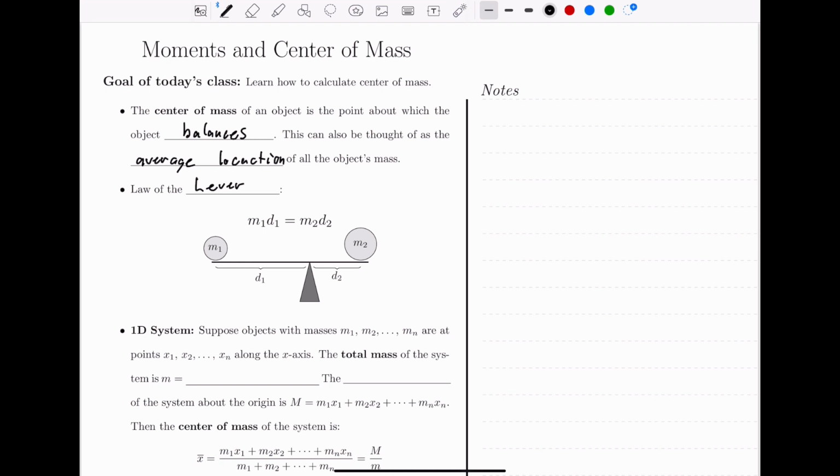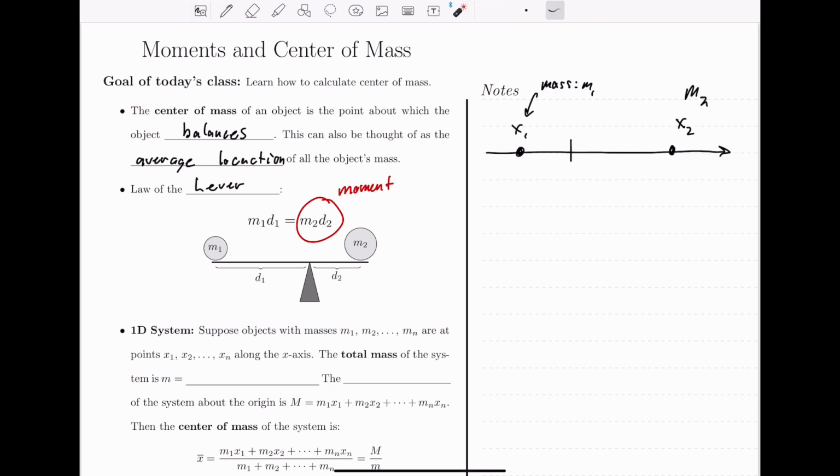These expressions are called moments. We can think of a moment as describing the tendency of the object to turn about the fulcrum point. Now let's talk about how we can use this equation to find the center of mass for two objects along the x-axis. So we'll draw on the x-axis here. It doesn't really matter where the origin is, but we have one object that's at an x value of x1, and then another object at an x value of x2. And this first one has some mass m1, and the second object has a mass of m2.